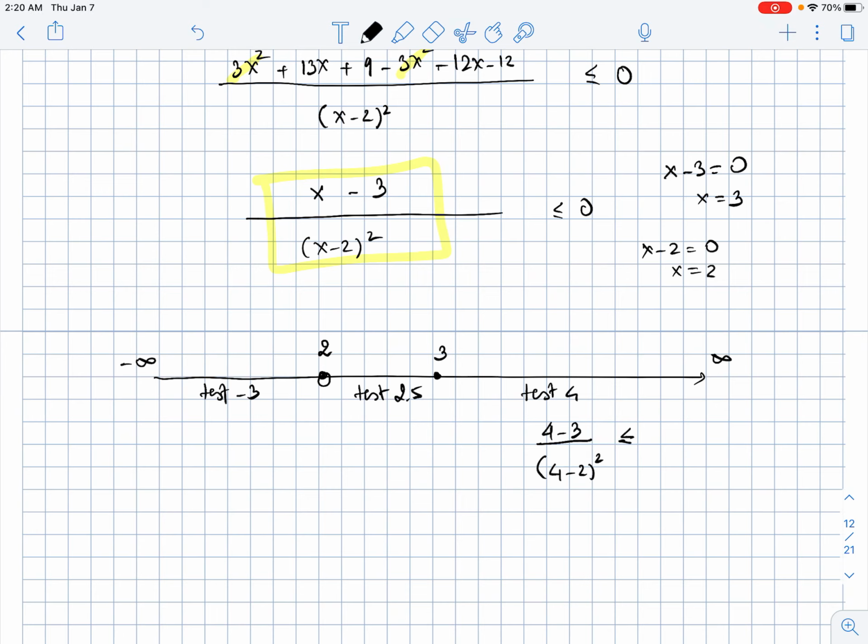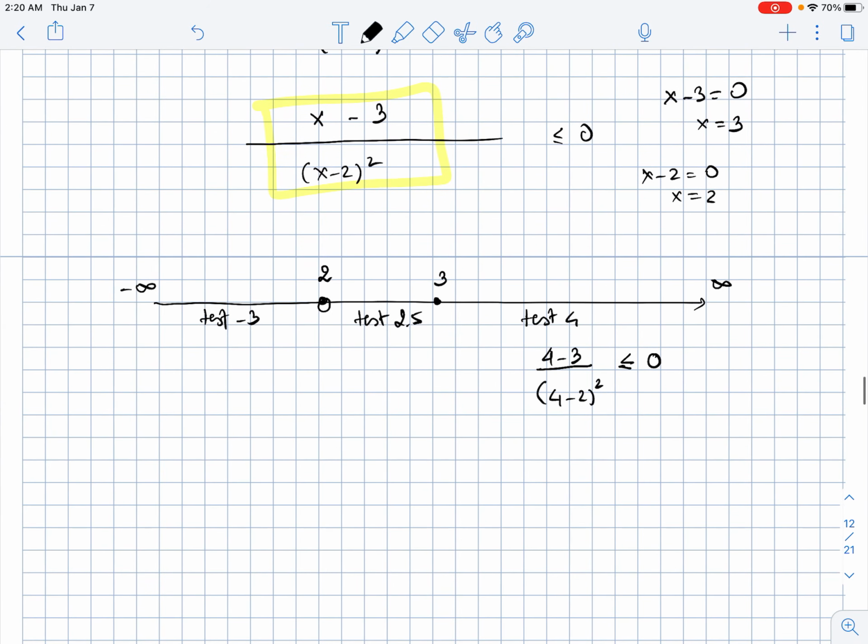What we want is less than or equal to 0. So we'll see if it is true or false. We get 1 on the top and 4 on the bottom. 1 over 4 less than 0. This is false.